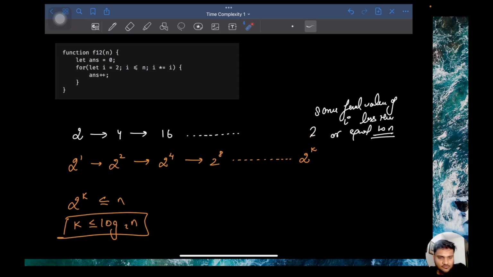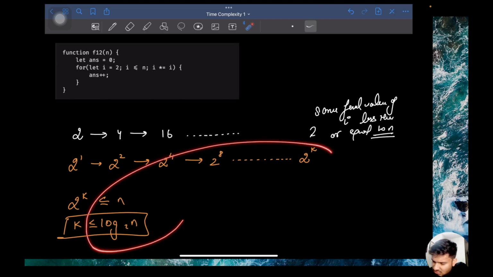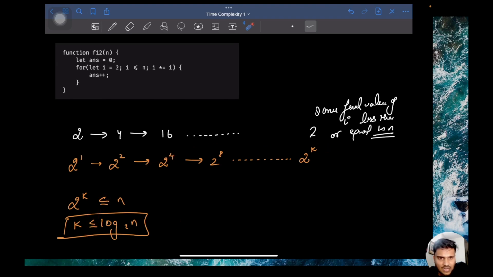But just calculating this much, does it give us the complexity analysis? No. Because it's not like these are the number of iterations. No. k doesn't denote the number of iterations here. This is something very important. k doesn't denote the number of iterations.